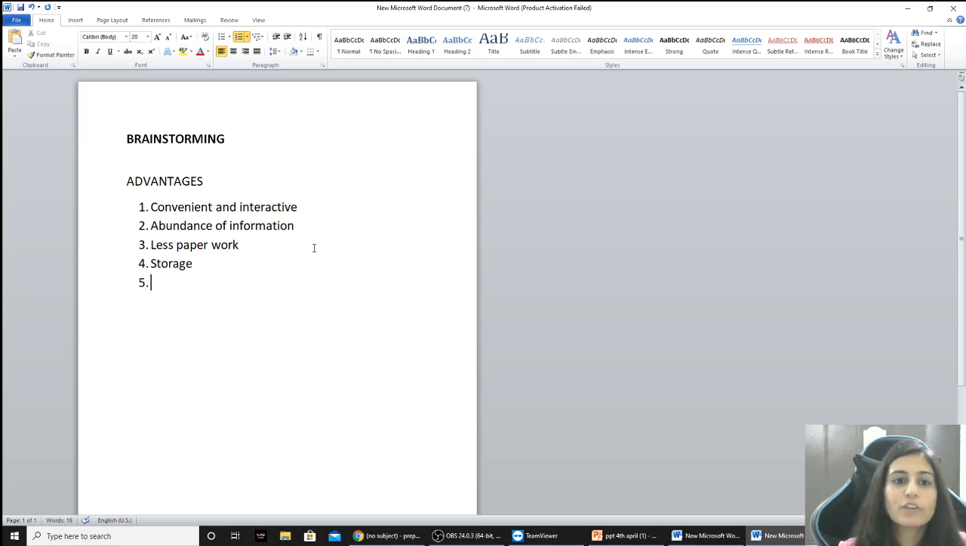But do you guys realize that you have given advantages only from the perspective of the student? What about the teachers? How are computers going to benefit the teachers? Because school lessons also involve teachers. So what benefit will the teachers get? Can you guys think about it? Okay.